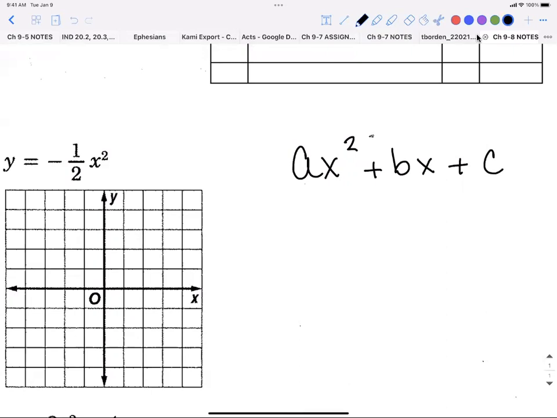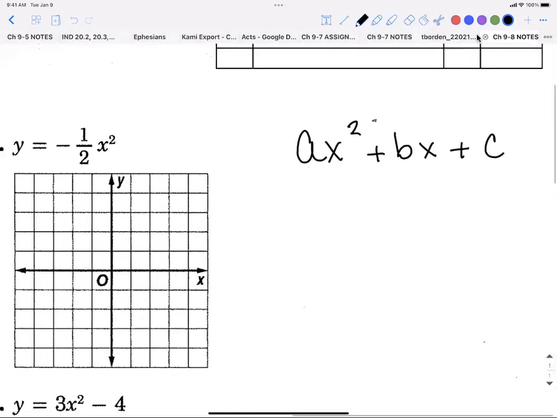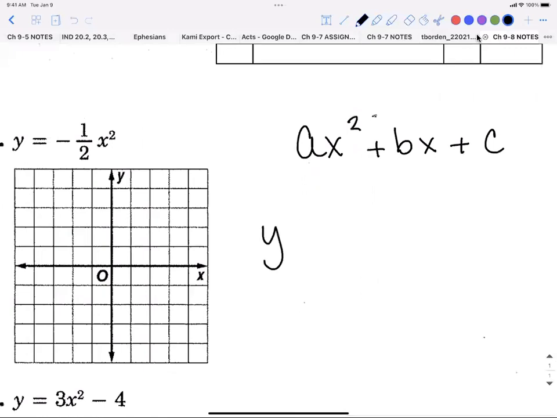So the A, the B, and the C are just numbers. They can be fractions, decimals, whole numbers, or negative numbers, okay? The X squared and the X are generic. You don't need to write this part down in your notes, but remember when we were doing y equals mx plus b, and I always color coded it, and I would say y equals mx and then plus b.